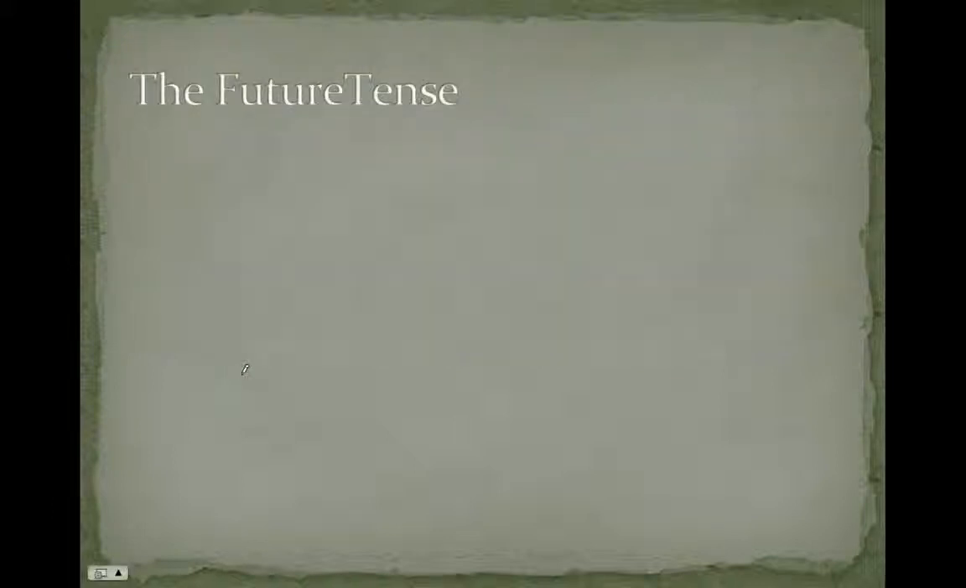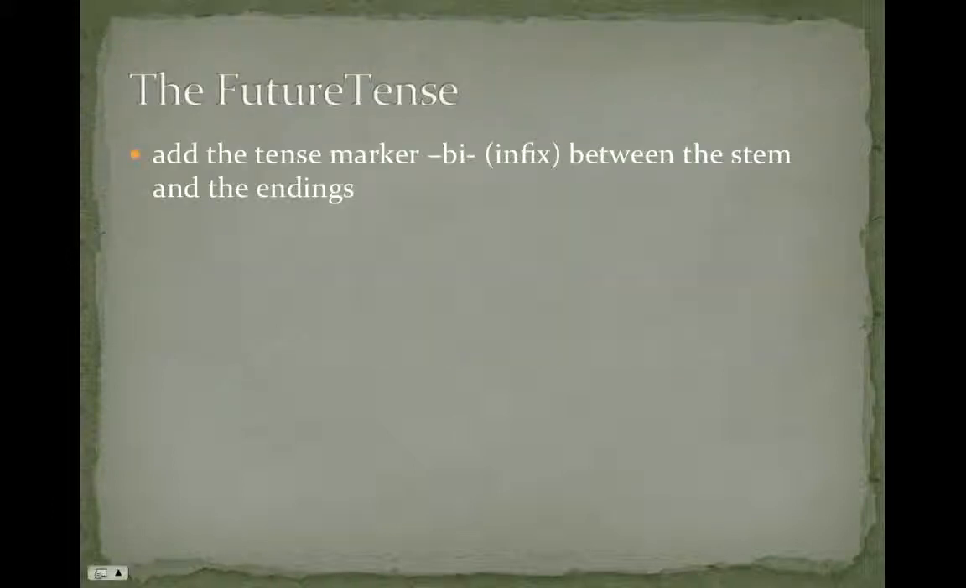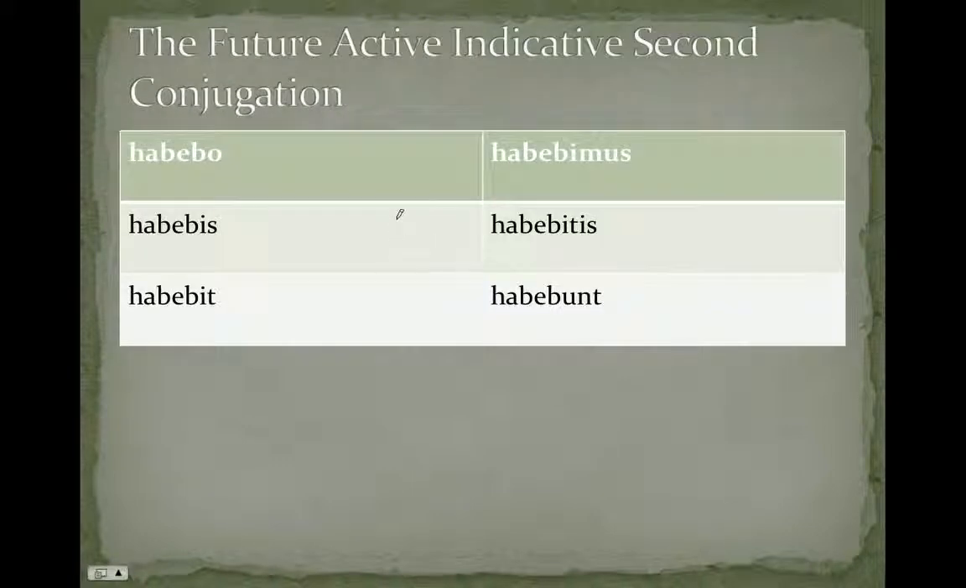And the same is going to hold for the future tense. So we're going to add our tense marker BI between the stem and the ending. And the I will shift somewhat. It's going to contract with that O in the first person singular. So again, it's going to look very much like the first conjugation. Without the A, instead of A, we have an E. Habebo, habebis, habebit, habebimus, habebitis, habebunt.